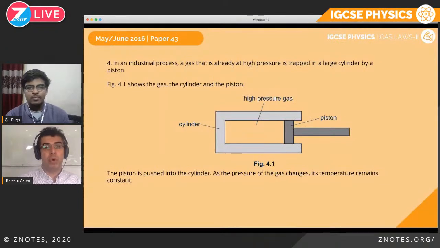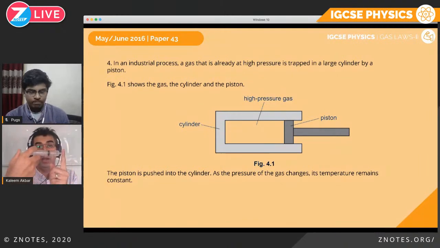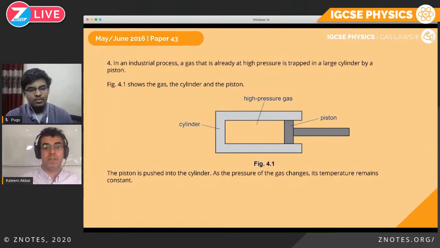So question number 4, which comes from the May-June 2016 paper 4 variant 3. In an industrial process, a gas that is already at high pressure is trapped in a large cylinder by a piston. Figure 4.1 shows the gas, the cylinder, and the piston. Now, guys, that's a bit like this piston right here. Okay, so if I was to seal one end of this piston with my thumb, here is my gas, and I could create a very high pressure by squeezing this in.